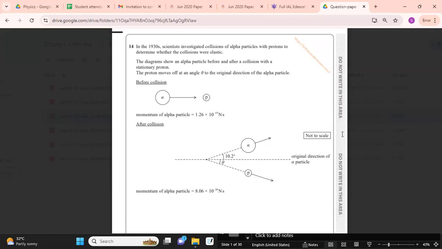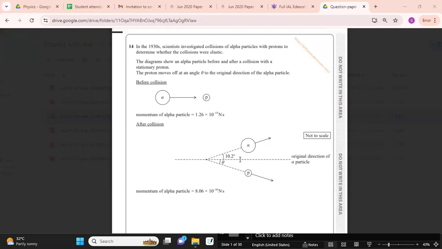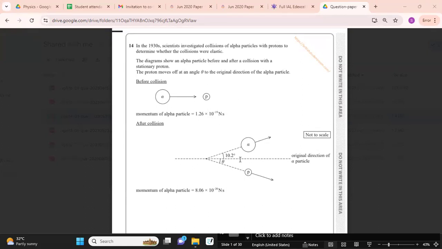I'm having a bit of difficulty finding the angle, but I did find the momentum of the proton after the collision. Okay, perfect. I'll go over it with you. You can see that once again we have a familiar situation in the sense that the vertical component is again going to be equal to each other.